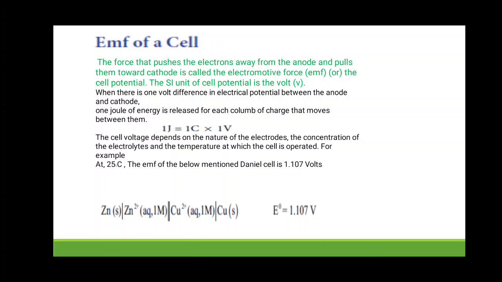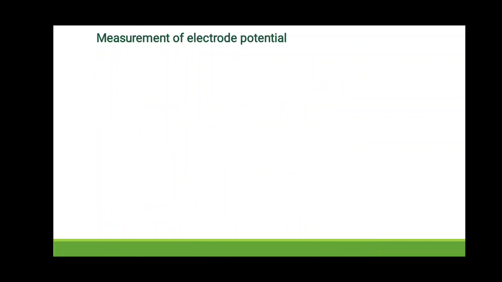Here the galvanic cell notation is given. On the right side, the standard EMF value is also given: 1.107 volt. Now, measurement of electrode potential.